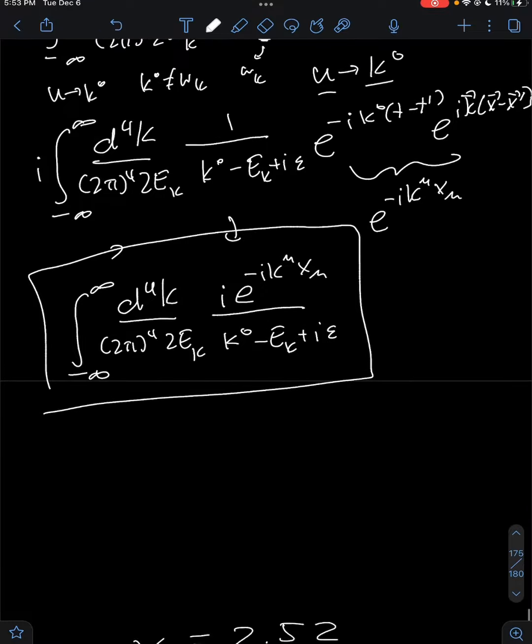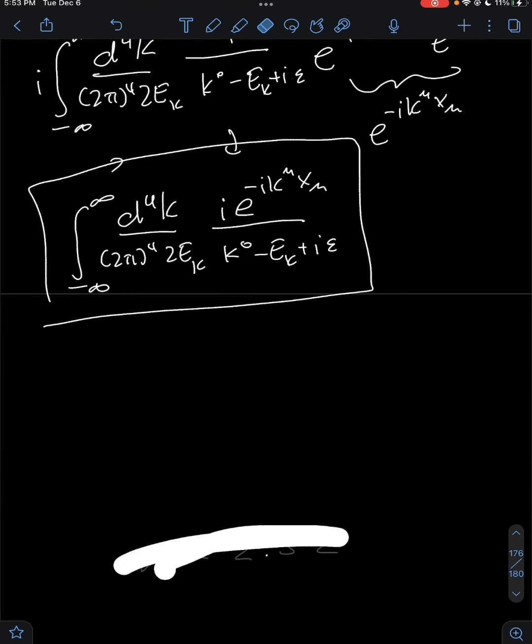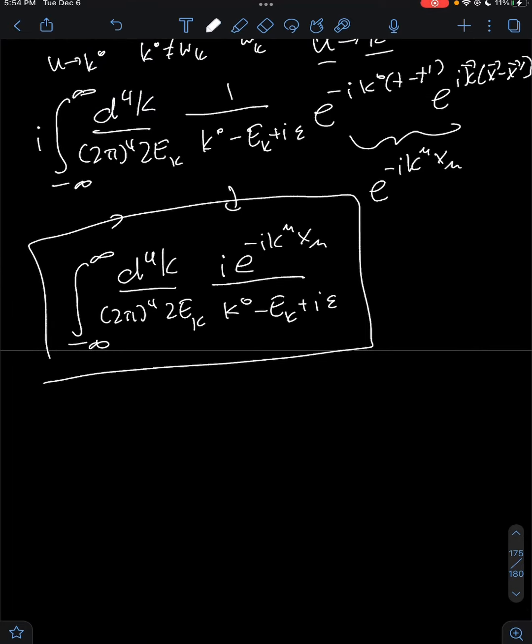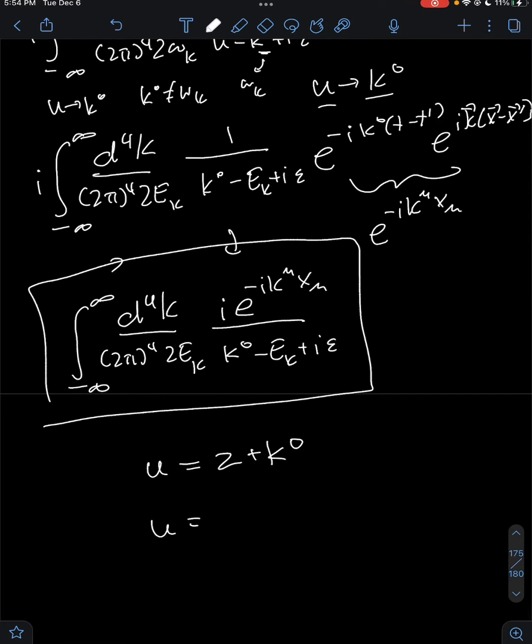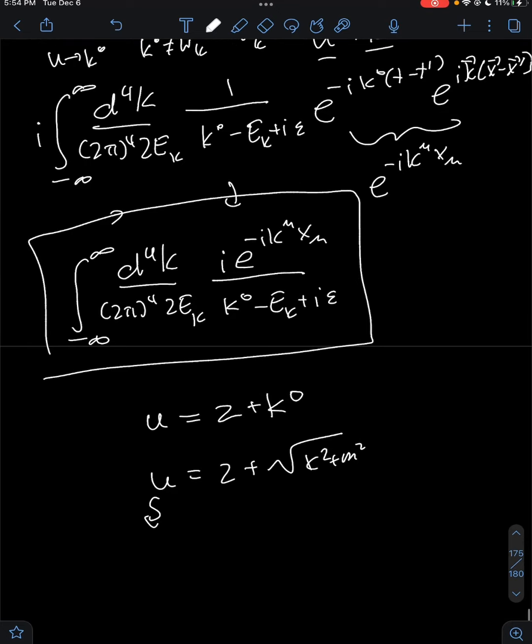So I want to clarify what we've just done here. We made some variable u, where u is just z plus k naught, so u is just z plus the square root of k squared plus m squared, right? And now we said, okay, let's pretend that this dummy variable u, I don't think it's really called a dummy variable in this context, is going to be k naught. And let's label it as k naught.